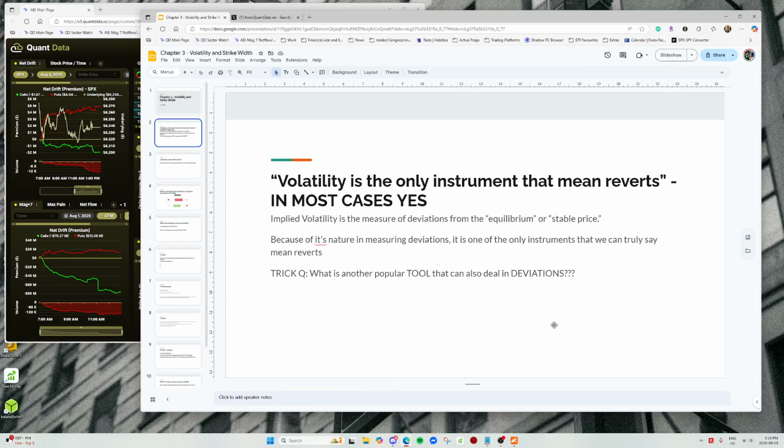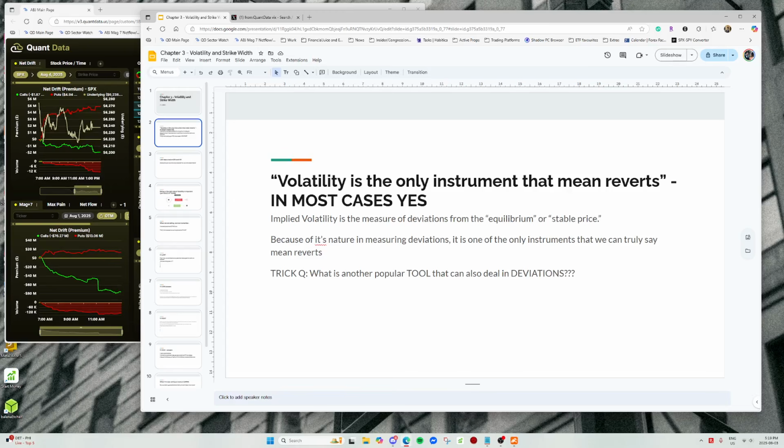Who agrees with this? Volatility is the only instrument that mean reverts. Now there have been some arguments made on this, but we're going to show you today why this is mostly true. Volatility is the only instrument that mean reverts in most cases. Implied volatility is the measure of deviations from the equilibrium or stable price, so the mean, the middle price, the price it's usually at.